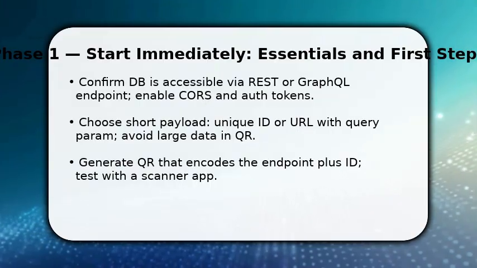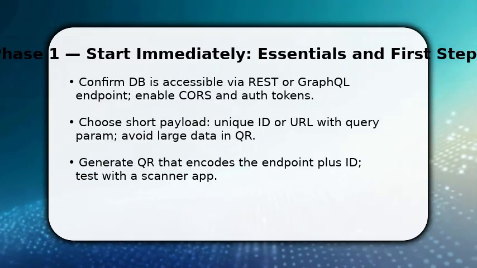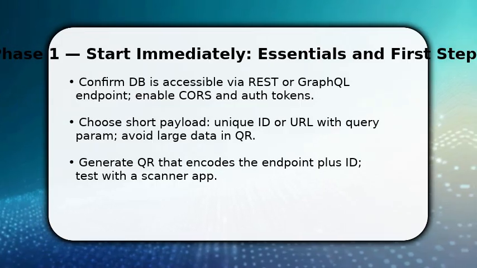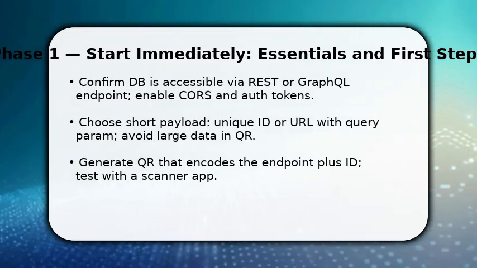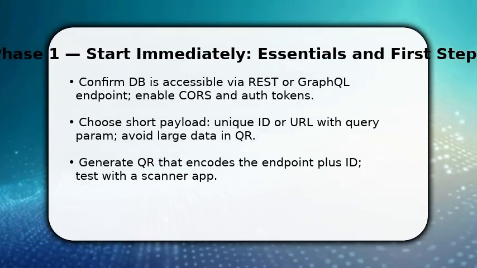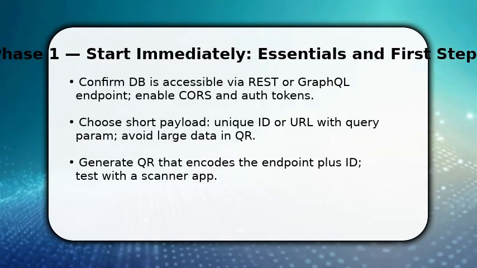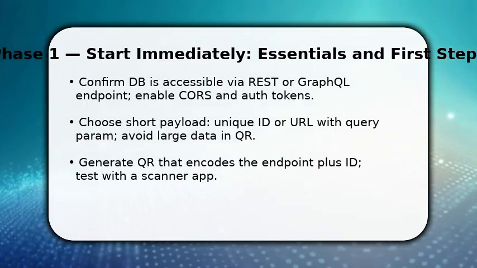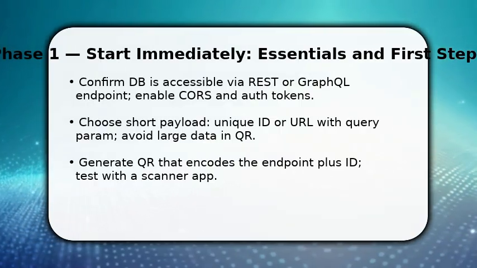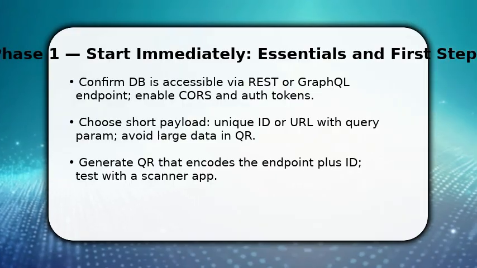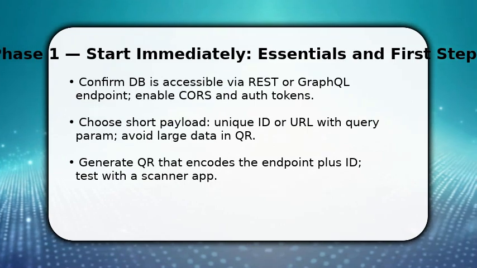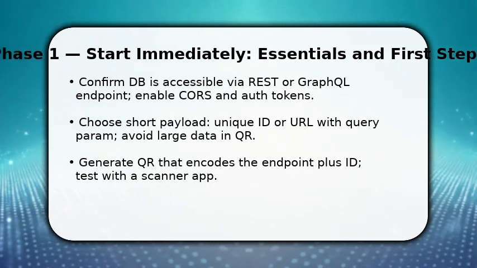You start by ensuring your database is reachable through a secure endpoint, REST or GraphQL, and that CORS and authentication are configured. Next, decide what the QR will carry: a short unique ID or a URL with one query parameter, because QR payloads should stay small for reliability. Once decided, generate the QR encoding the endpoint plus that ID. Then scan it immediately to confirm the string is correct, and the scanner reads the expected payload.